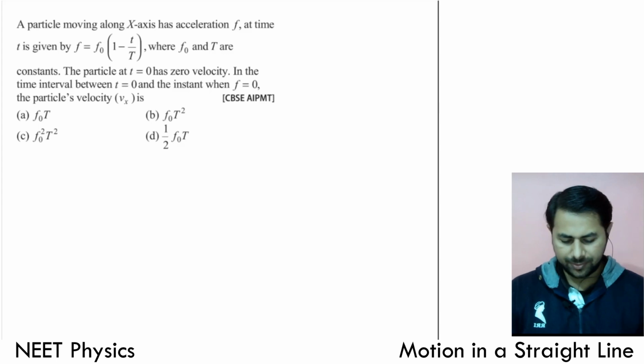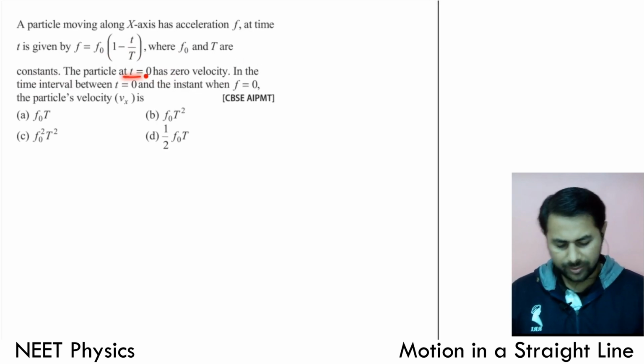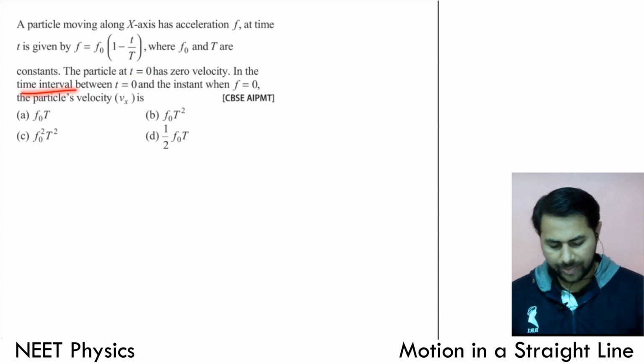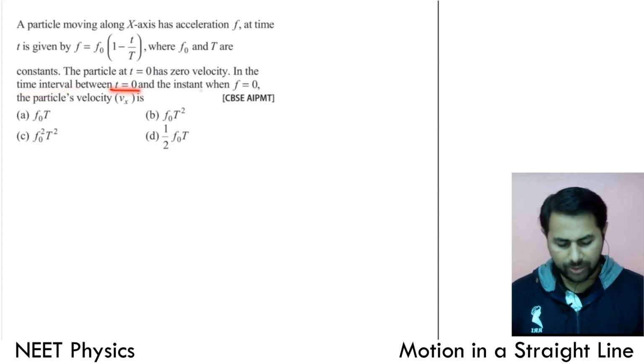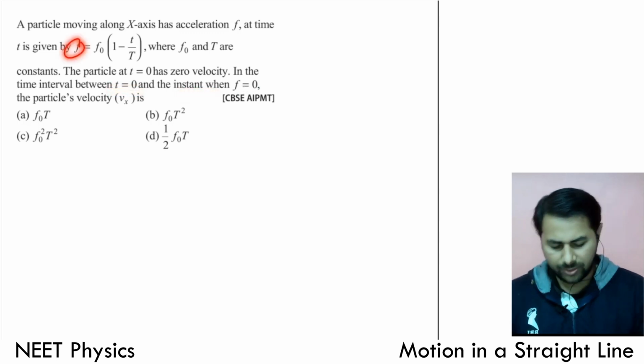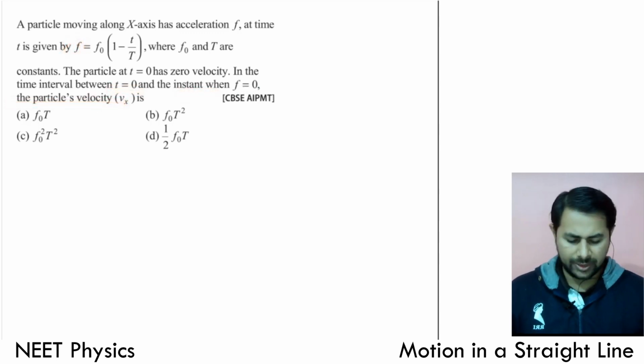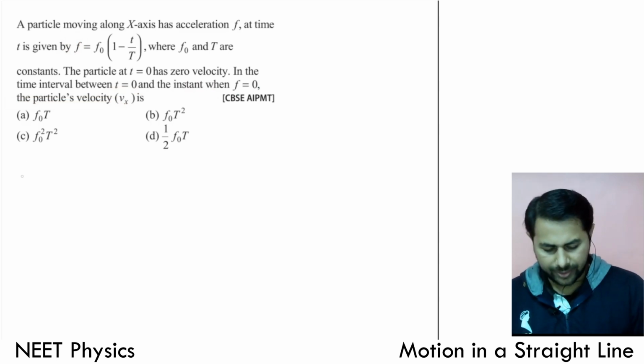Let's see next one. A particle moving along x-axis has acceleration f at time t given by this thing, where f naught and capital T are constants. The particle at time t equal to 0 has 0 velocity. If the time interval between t equal to 0 and the instant when f is equal to 0 is this, the particle's velocity is. So how do we find that?